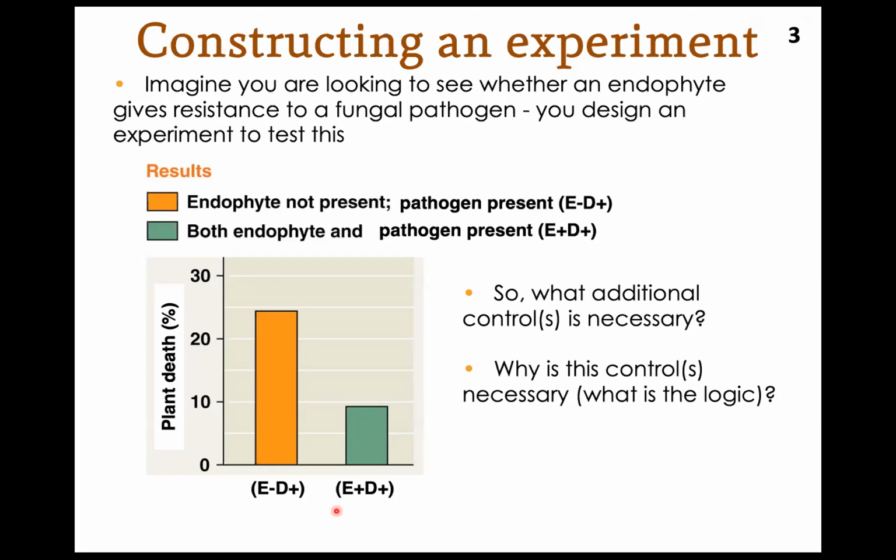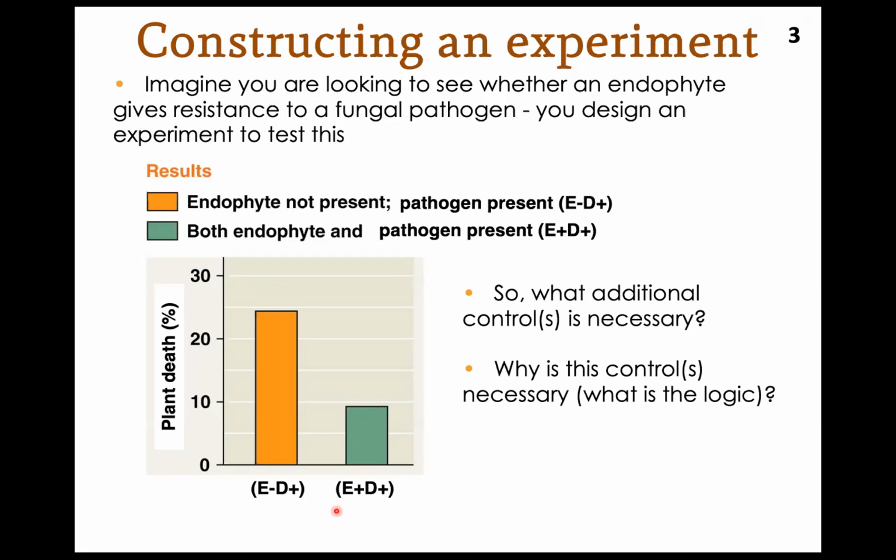Okay, so what controls did you come up with? And so the controls that you should have come up with are that you need to do the same experiment growing plants with and without the endophyte, but in no pathogen conditions. And the reason for that is that will tell you whether the endophyte has a protective effect for plant death independent of the fungal pathogen.